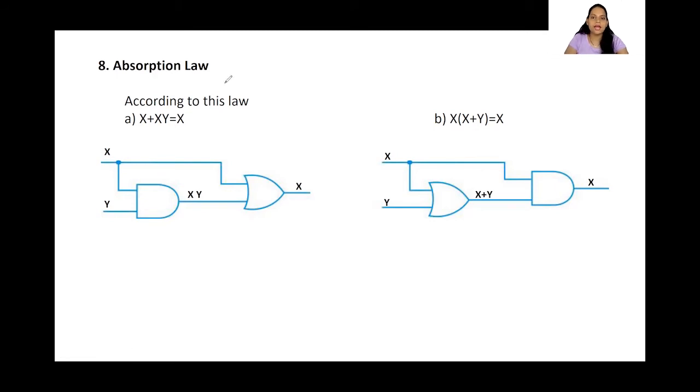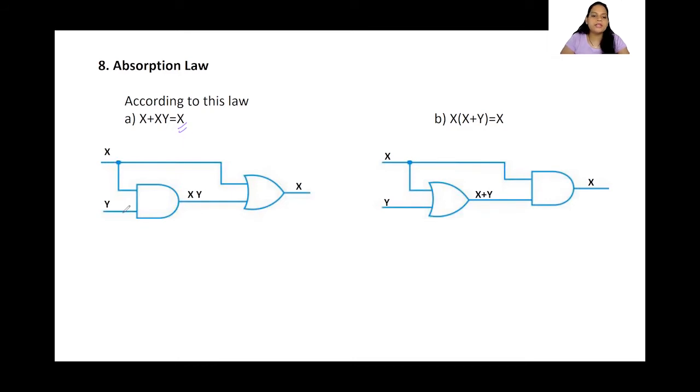The first one is the absorption law. What does this law say? According to this law, x plus xy is equal to x. Whenever we do an OR operation with x and xy, we will get x as an output. The second form of the absorption law says x into x plus y is equal to x.